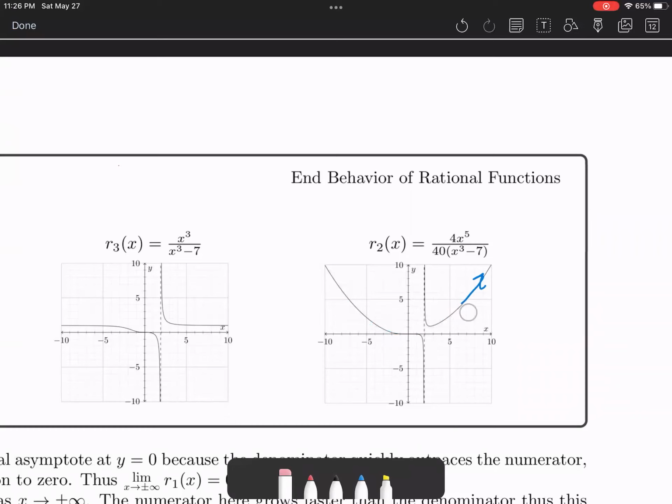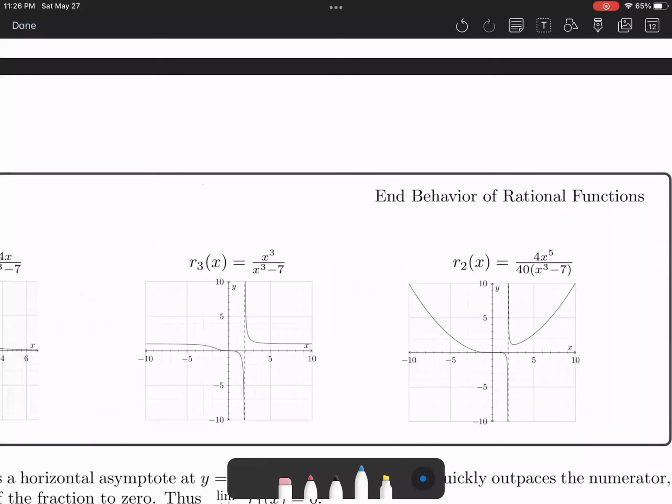All right, but let's show that we don't actually have a horizontal asymptote here. We actually do get polynomial-like behavior. Limit as x approaches positive infinity of 4x to the 5th over 40x cubed minus 7. We'll do the exact same thing, and we'll pull out the most powerful term. I'm going to pull out the x cubed. So this is going to be 40x cubed times 1 minus 7 over x cubed.